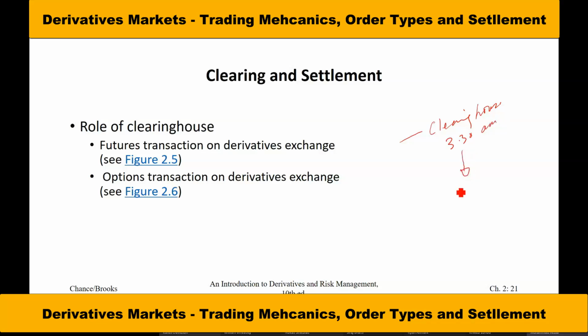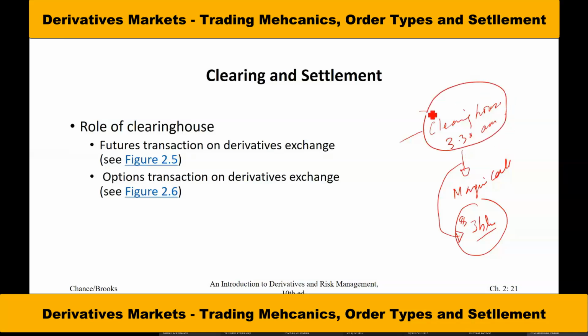And what was the call? The call was a margin call asking Robinhood to deposit $3 billion in a day. Just imagine. And who was making this call? The clearinghouse, not the exchange, not the New York Stock Exchange, not NASDAQ or any exchange, the clearinghouse. So we will see how it works.